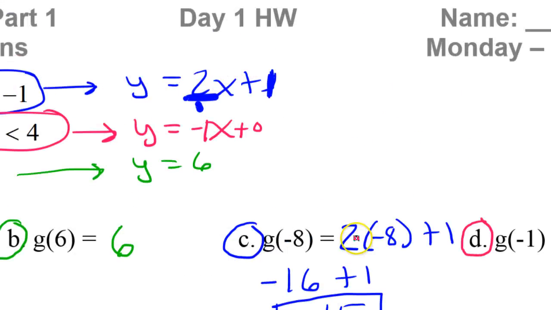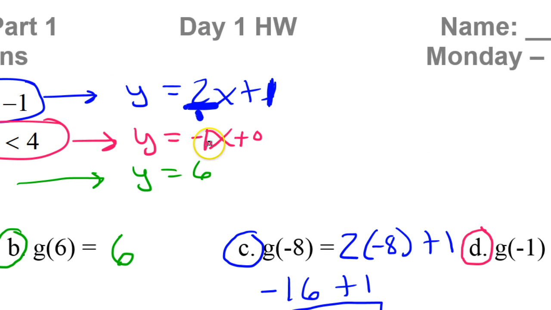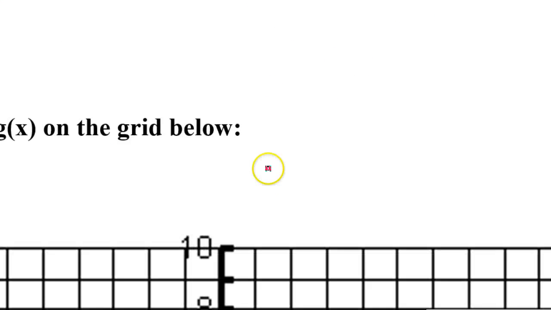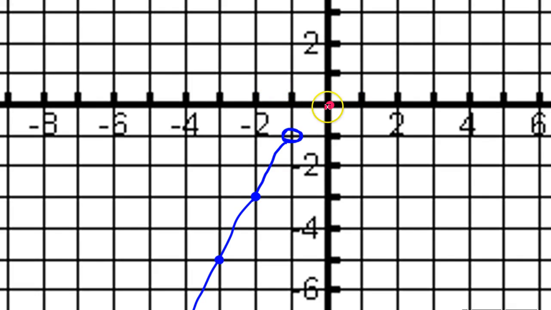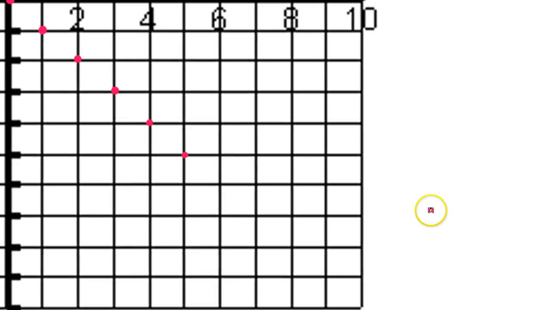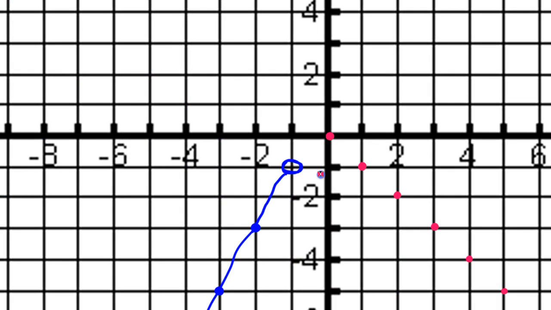Okay, now what? See that negative 1? That means I'm going to go down 1. And it's like down 1 over 1. I always go to the right. So I'm going to go down 1, right 1, like this. Down 1, right 1, down 1, right 1. Now I will also follow the same pattern to the left.